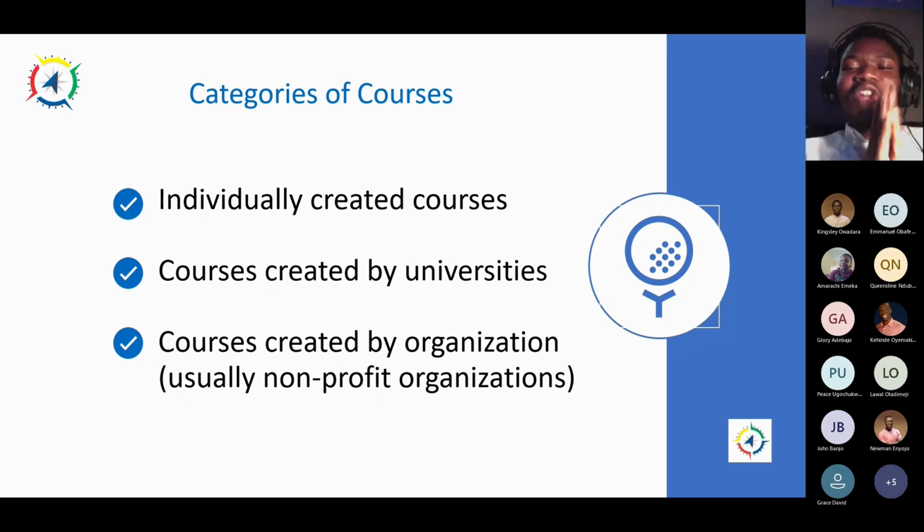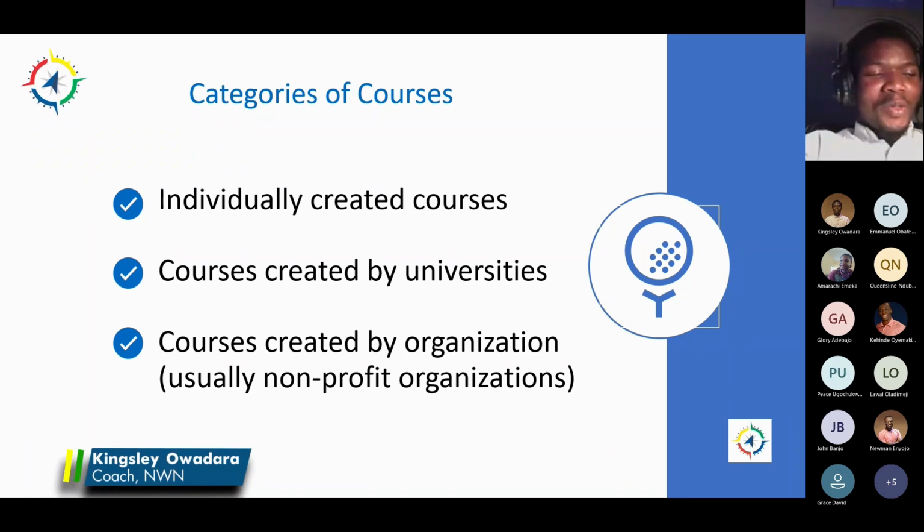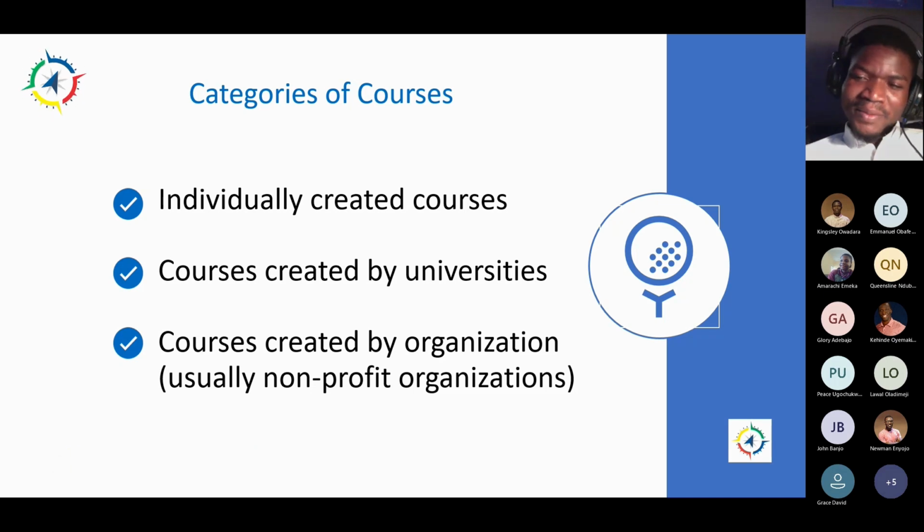So universities create courses, and most times they are not just posted on their own websites. Most times they are hosted even on a third-party website like Coursera, like LinkedIn. If you check LinkedIn Learning, you will see a lot of courses that are hosted by universities, and I find that great because one of the assurances it gives you is that what you are listening to, what you are learning, is authentic.